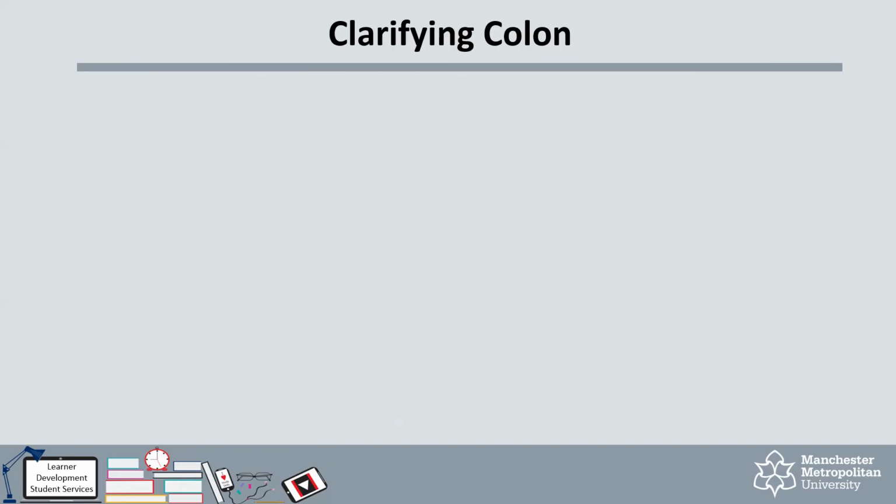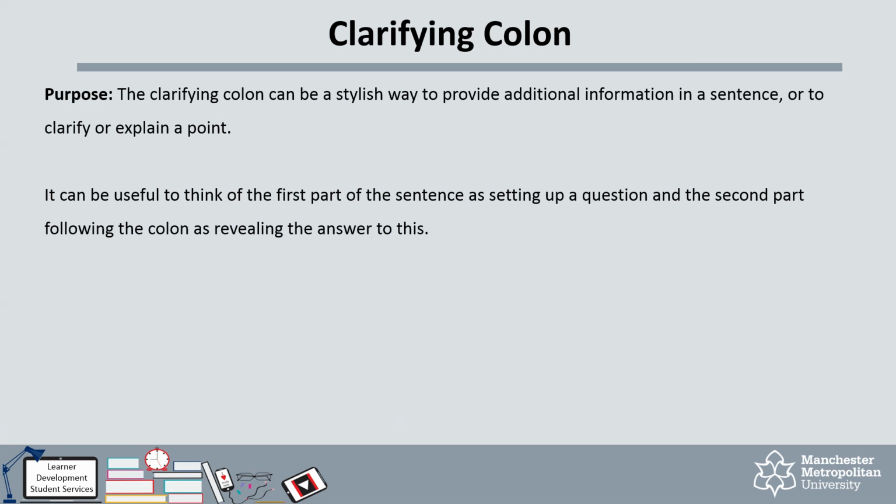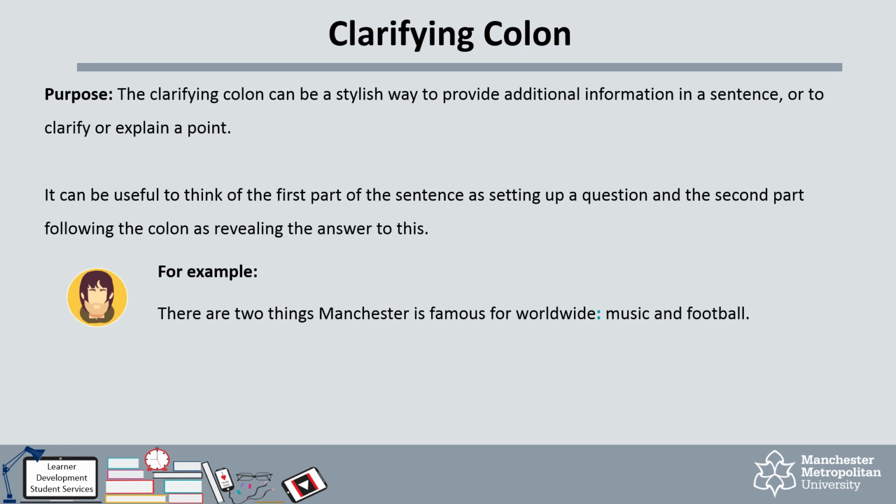Finally, let's look at the clarifying colon. The clarifying colon can be a stylish way to provide additional information in a sentence, or to clarify or explain a point. It can be useful to think of the first part of the sentence as setting up a question, and the second part following the colon as revealing the answer to this. For example, there are 2 things Manchester is famous for worldwide: music and football.